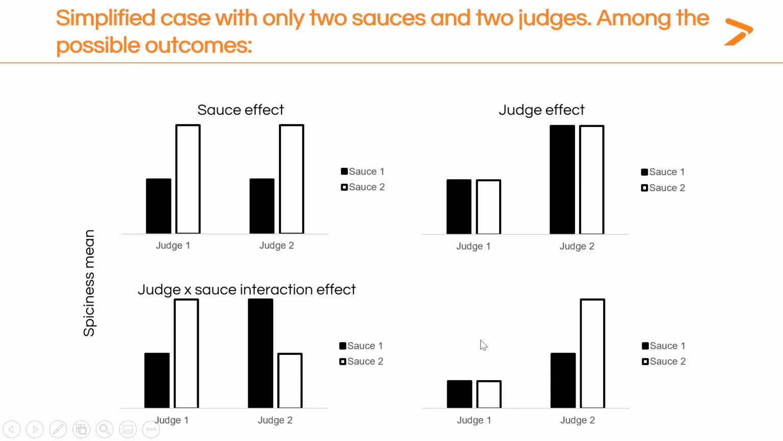In this case, we have some more complex outcomes. There is a judge effect. There's a global increase between judge 1 and judge 2. There is a sauce effect also. So if you average the blacks together and the whites together, you find out that there's a change. And also there is an interaction effect. Look at how judge 1 perceives the difference between the 2 sauces compared to judge 2. According to judge 1, there's no difference in spiciness, but to judge 2, there is a big difference. So here we have the 3 effects included.